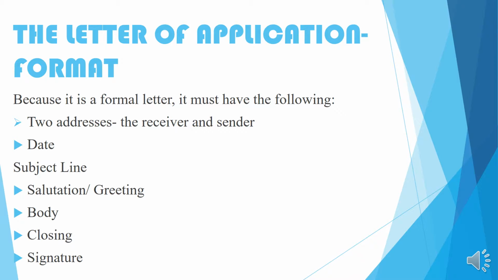The letter of application. Now, if you remember from the previous lesson, we said that the letter of application is a formal letter. And because it is a formal letter, it must have the following: two addresses, the receiver and sender, the date, a subject line, salutation, and the salutation is otherwise known as the greeting, body, closing, and the signature.